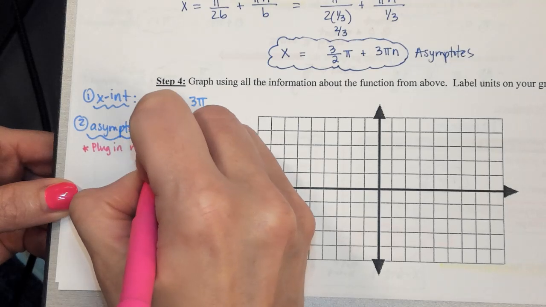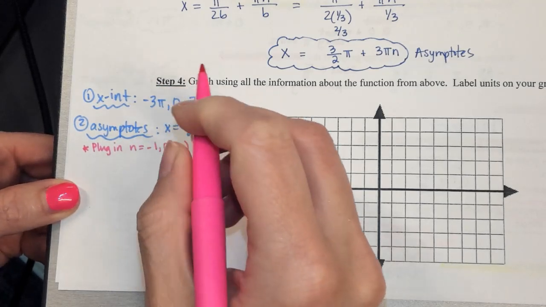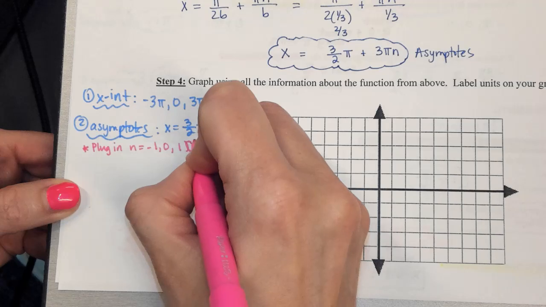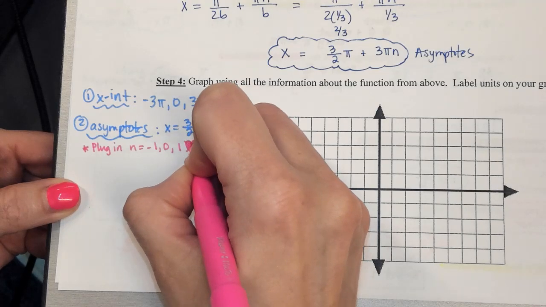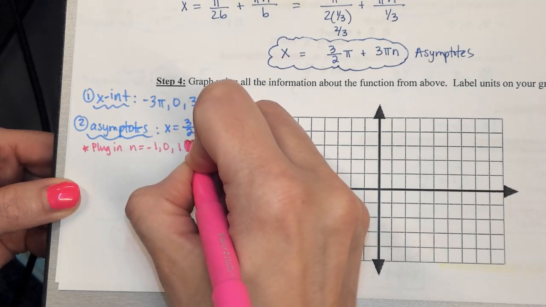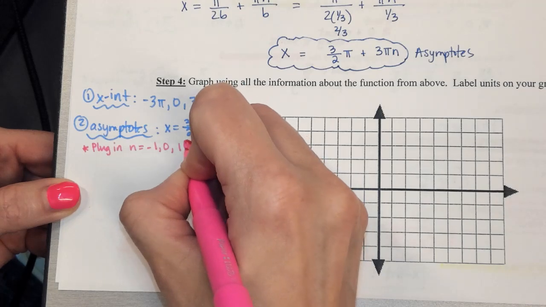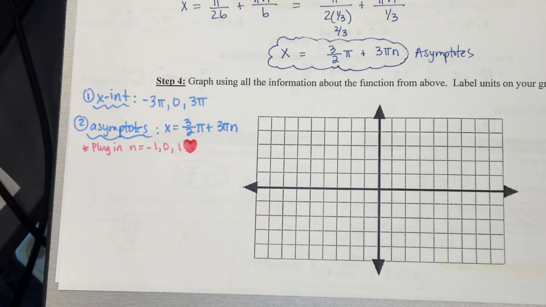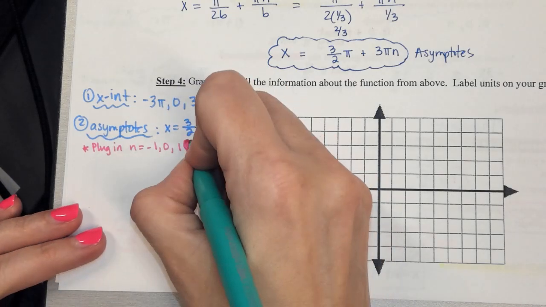And the best values to use are -1. Oh, sorry, let me delete that. So I replaced my mistakes with little hearts. You know, like Bob Ross replaces his mistakes with happy little clouds. I do happy little hearts.